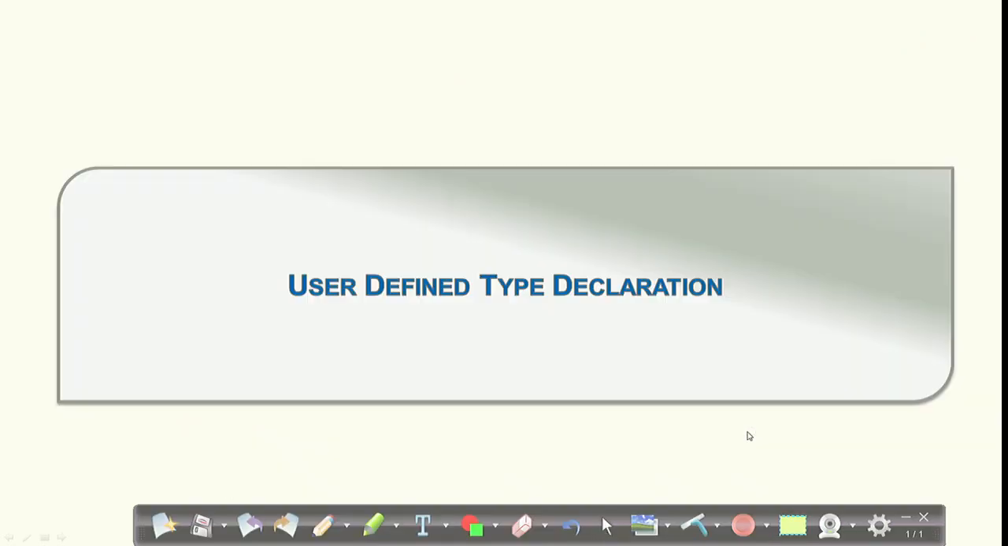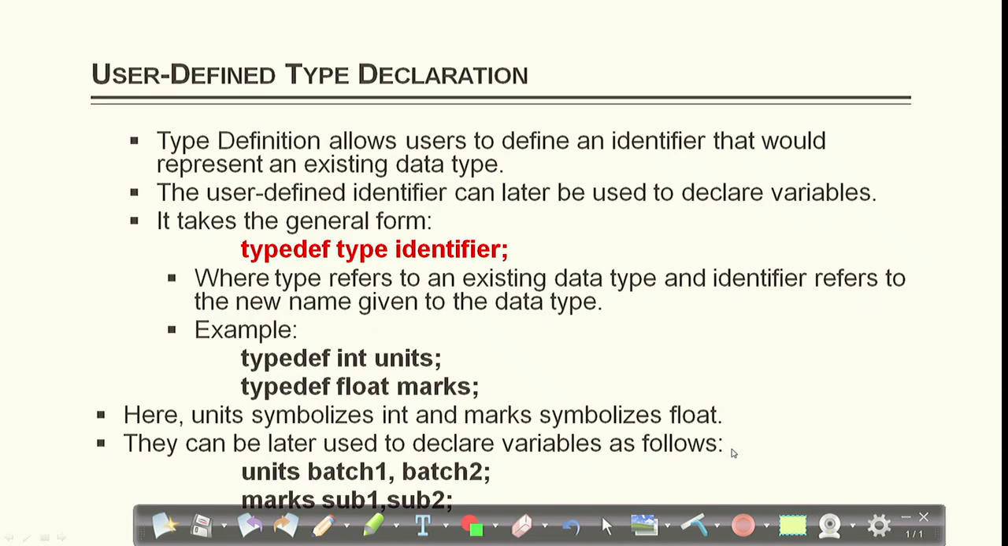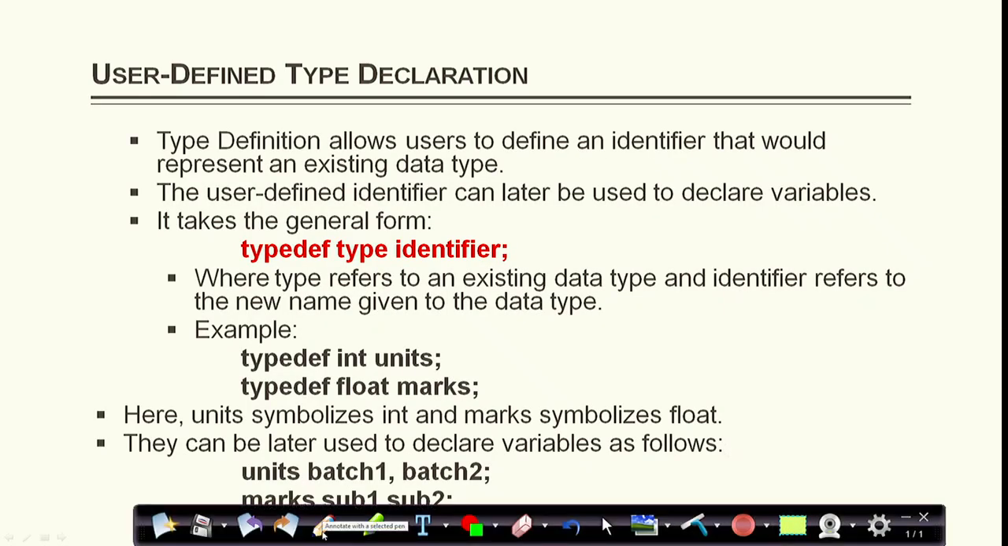Next we will see the user defined type declaration. What is this concept? Suppose instead of integer you want to give another alias to an integer. That means instead of integer you want to give another name to that data type. This is possible using the concept of typedef. How will it work? A type definition allows the user to define an identifier that would represent an existing data type. This user defined identifier can later be used to declare another variable.